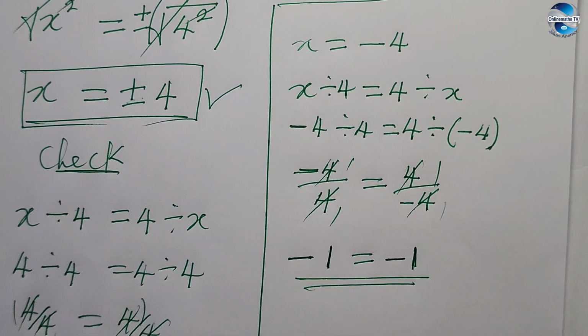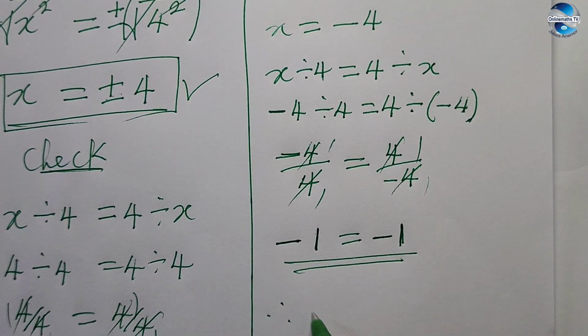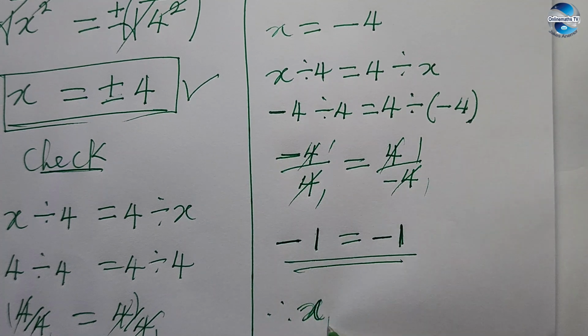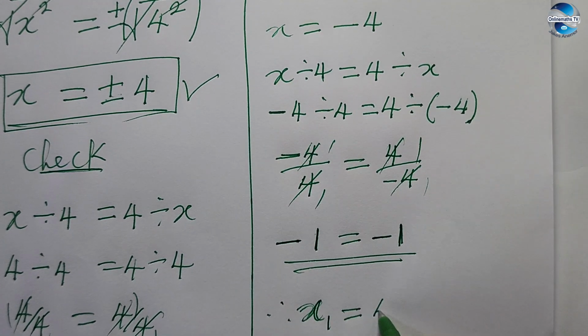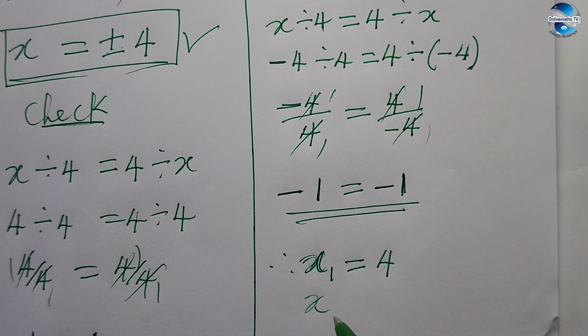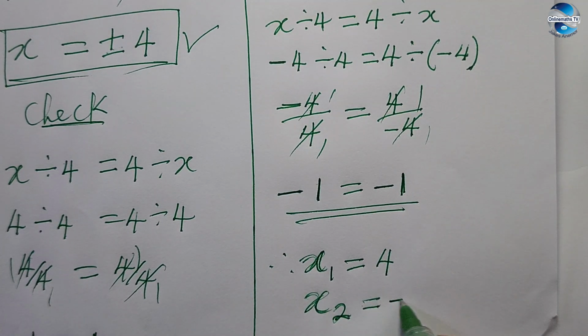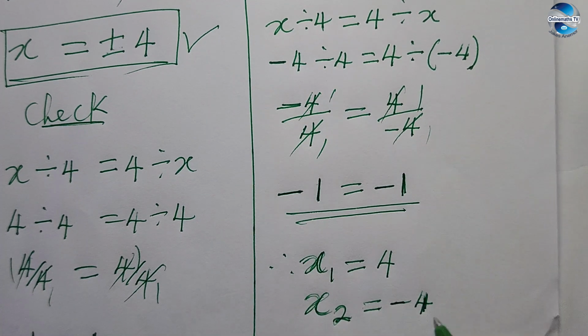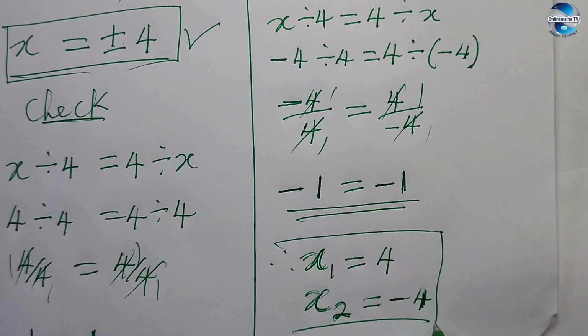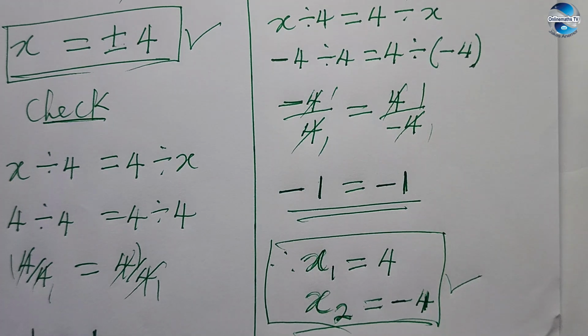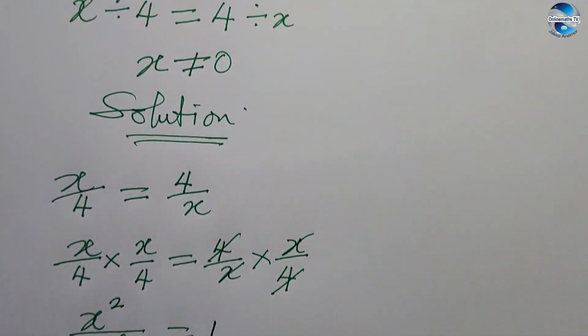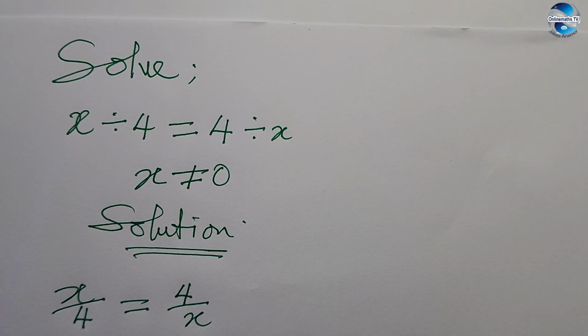So therefore our x1 is equal to positive 4, and our x2 is equal to negative 4. These are the two answers, or two roots, that satisfy the original equation. Again, without being told, at a glance you can tell that positive 4 is one of the roots for this challenge.